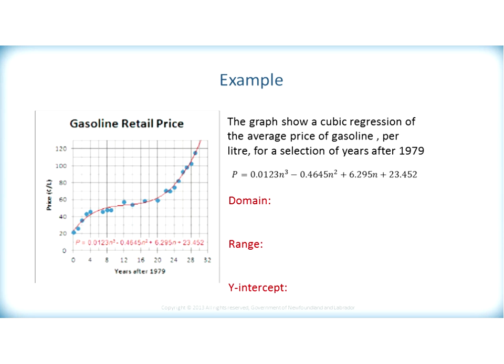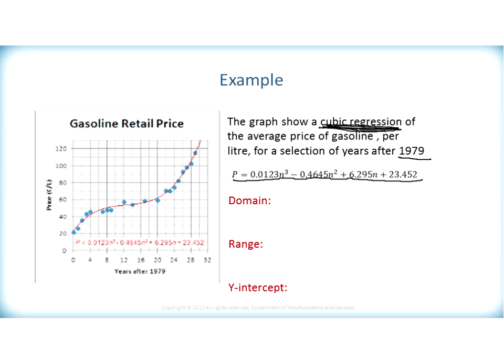We have here, and as with the questions you will see, the graph shows a cubic regression. You will be told what type of regression is shown of an average price of gasoline per liter for a selection of years after 1979. It will also give you the regression formula, and you will have to answer questions based on this. We know it's a cubic regression, so any characteristics that we learned with cubic functions, we'll have to apply to this scatter plot.